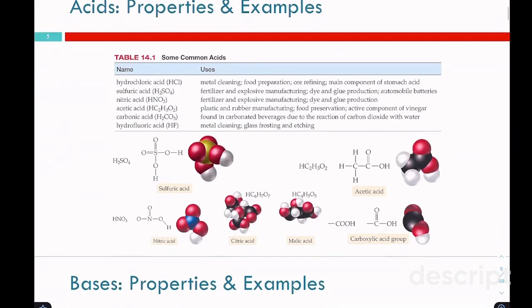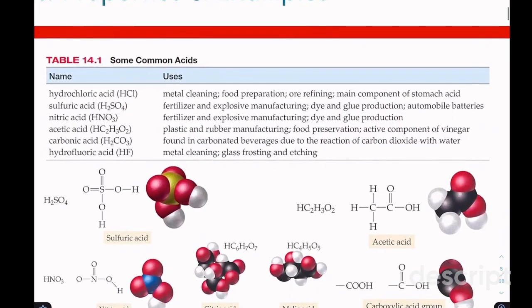So acids are used for a lot of different things. Like I said, the Hollywood movie version of acid is very different from the real world. So things like hydrochloric acid is used for metal cleaning or food preparation or refining. You've got a couple different fertilizers, sulfuric acid and nitric acid. Acetic acid is the active component in vinegar. And carbonic acid is found in carbonated beverages because of the reaction between carbon dioxide and water.